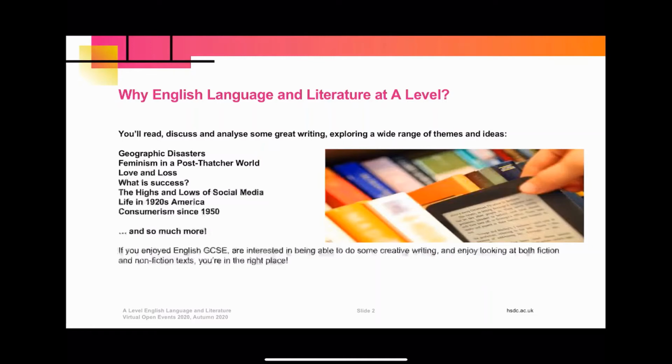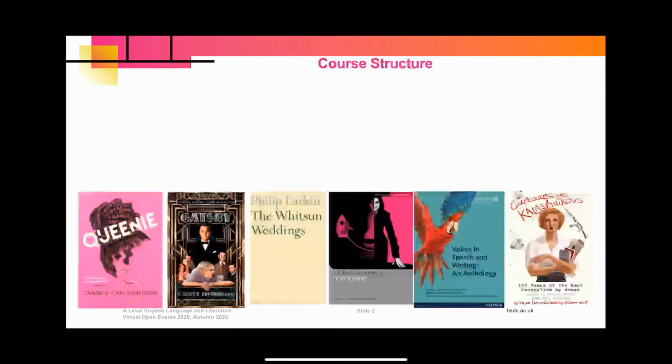If you enjoyed GCSE English and are interested in being able to do some creative writing, and you enjoy looking at both fiction and non-fiction texts, you've come to the right place. The course is very simply structured. It comes in 3 parts.